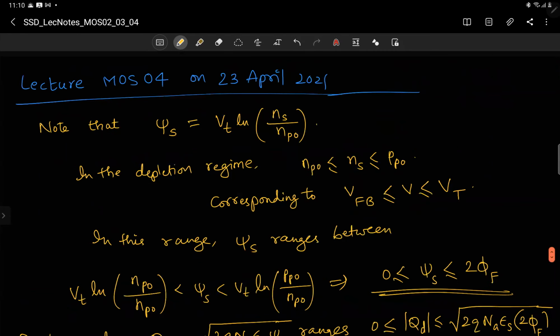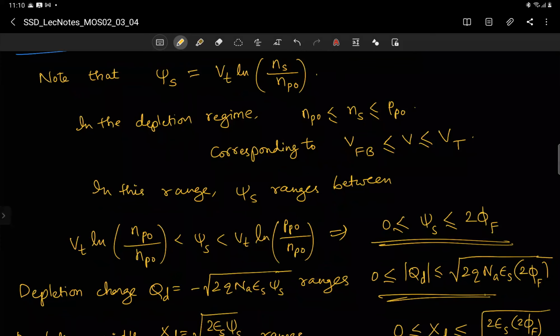We have Ψs equal to Vt ln(ns/np0). This is from the Boltzmann relation. So in the depletion regime, we know that ns ranges between np0 to pp0. np0 means corresponding to zero charge, the flat band condition, and pp0 corresponds to the threshold condition. So it corresponds to the flat band condition and the threshold condition for voltage.